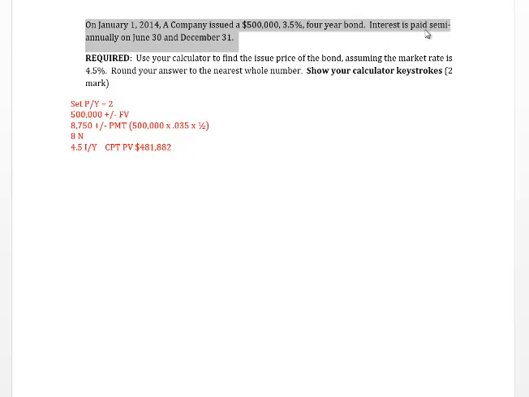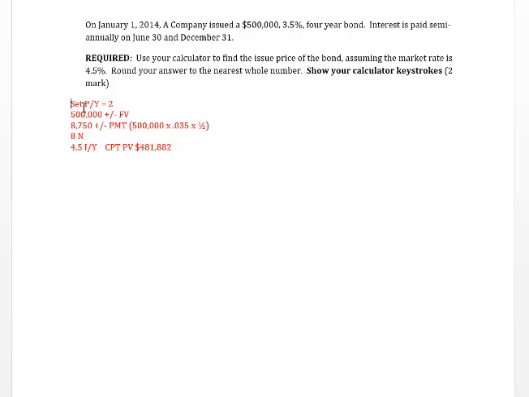Now again, they said interest is paid semi-annually, so they're paying 3.5%. That's an annual rate, so you're going to have to make sure that you divide it in half so that you can calculate the actual value of the interest payment being made by A to its investors. We wanted you to use your calculator to find the issue price of the bond. So in other words, what's the amount that a company would get when they issued the bonds to their investors? What would the investors give them?